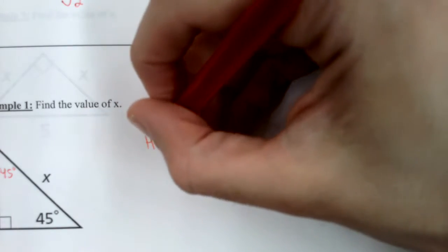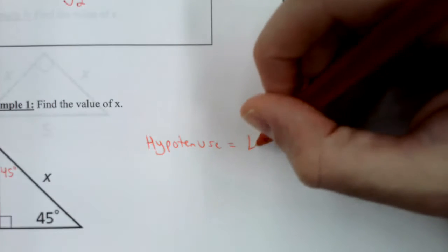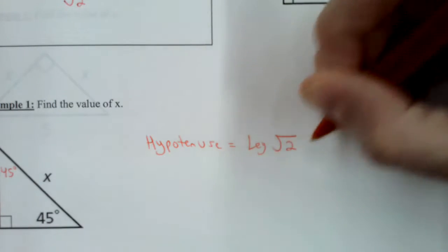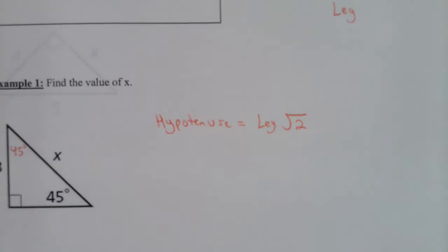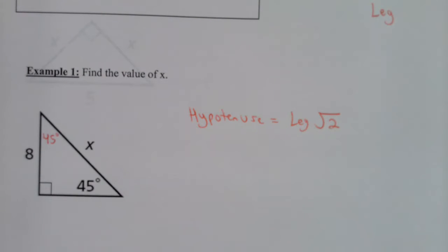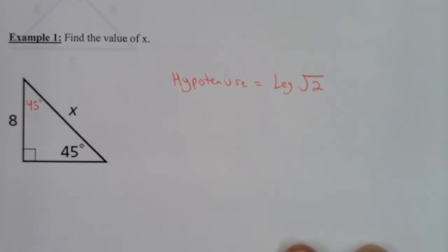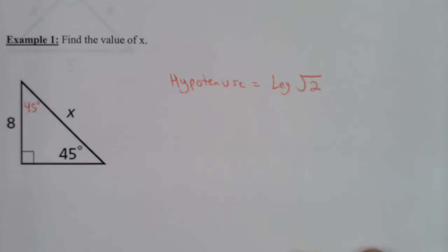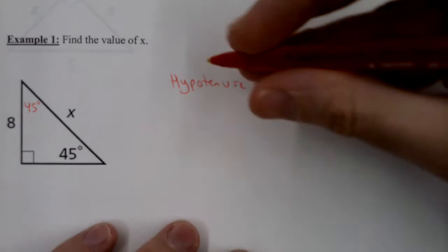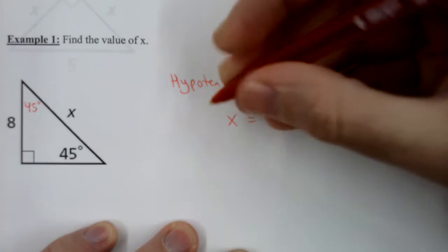The hypotenuse equals a leg times the square root of 2. Each leg is the same. Remember the isosceles triangle theorem? If two angles are the same, then the sides opposite those angles are the same. That's going back to the isosceles triangle theorem and the converse of the isosceles triangle theorem. So the hypotenuse equals a leg times the square root of 2. The hypotenuse is x. So x equals a leg, 8, times the square root of 2.